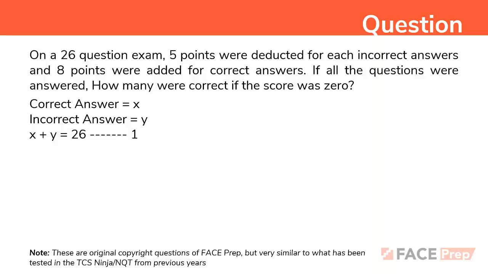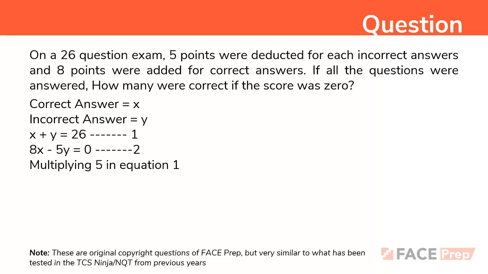So let us try to frame an equation with the marks. I have attempted X correct answers, and for each correct answer I am getting 8 points, and for each incorrect answer I am getting -5. So 8 into x, it will become 8x. Likewise, for incorrect, -5 into y. Correct. So if I add these two, it will give me total marks, which is nothing but 0. So I got my equation here. 8x minus 5y is equal to 0.